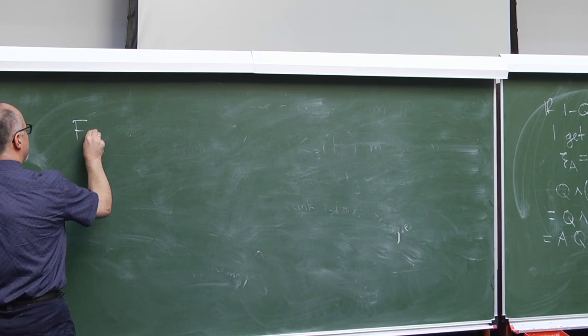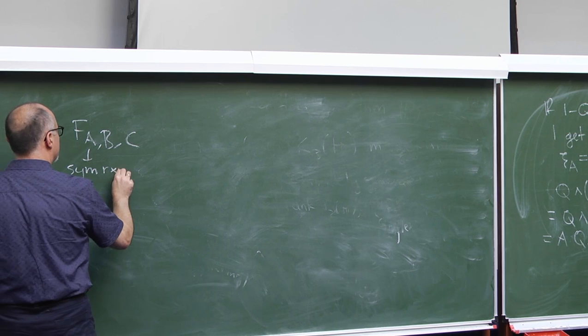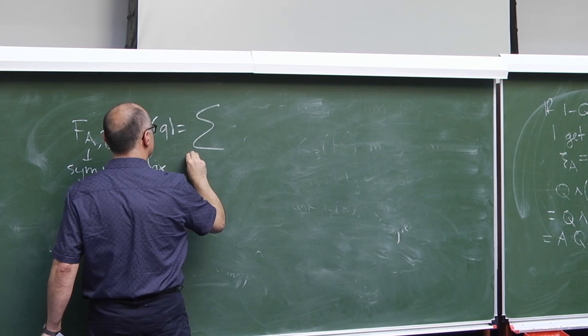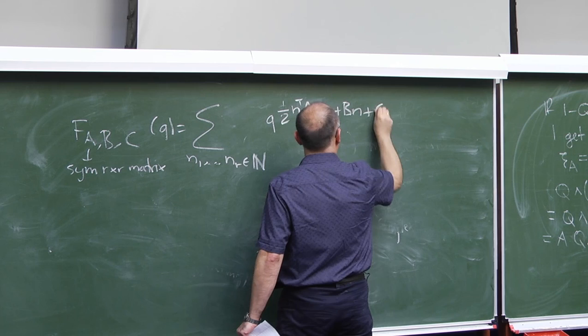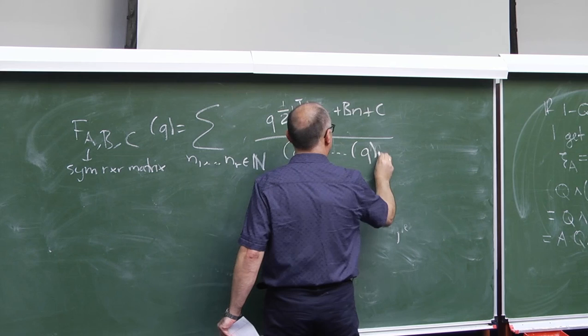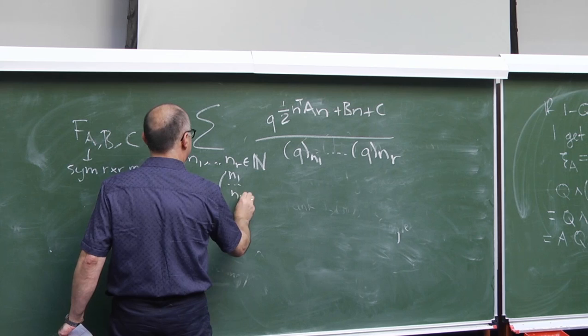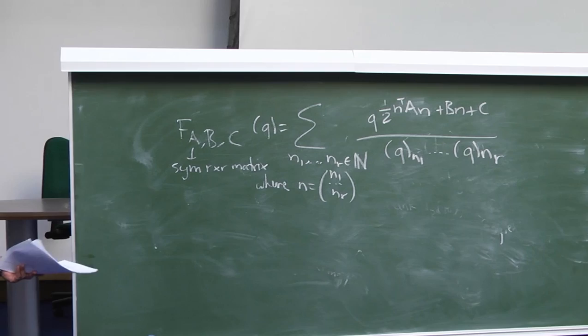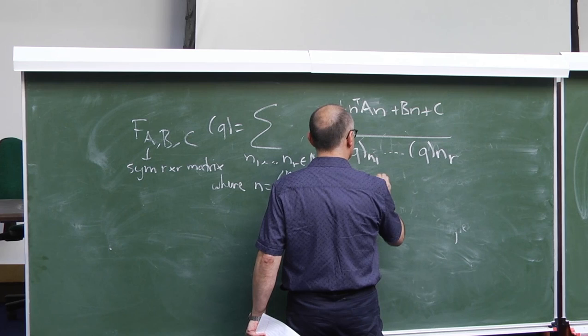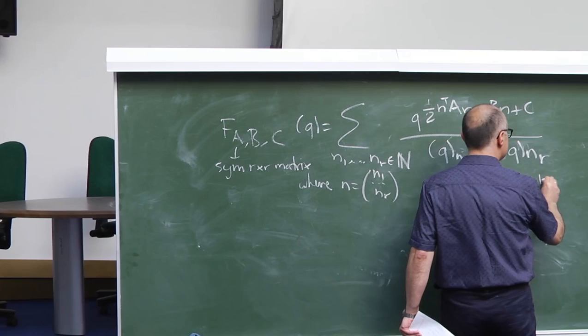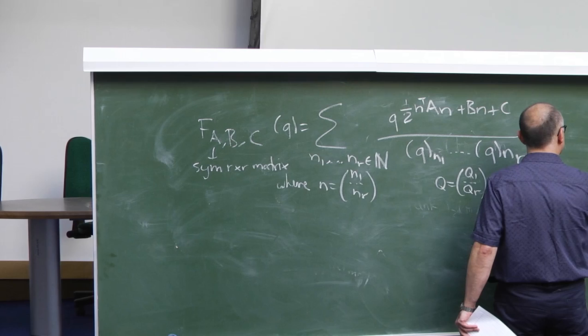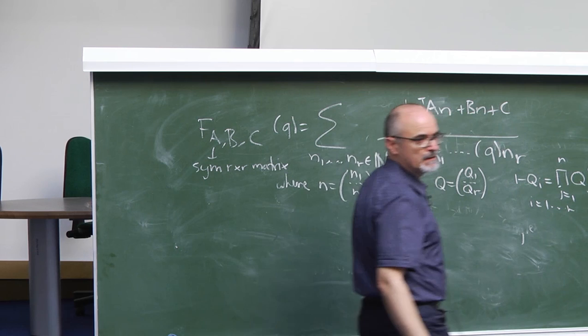I have a symmetric R by R matrix A, and this is now going to be a multi-dimensional sum of q to the 1 half n A n plus B n over the product of the q-Pochhammer symbols. Okay, this is just the usual multi-dimensional generalization of Nahm sums, and Nahm's equation now involves R many numbers in (0, 1), and it says 1 minus q_i is the product of q_j to the a_ij, with i and j from 1 to r. But symbolically, I write it like this.